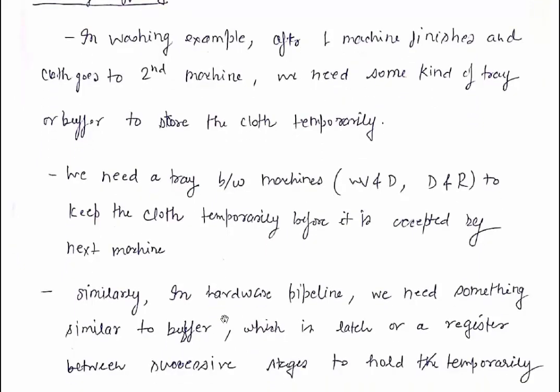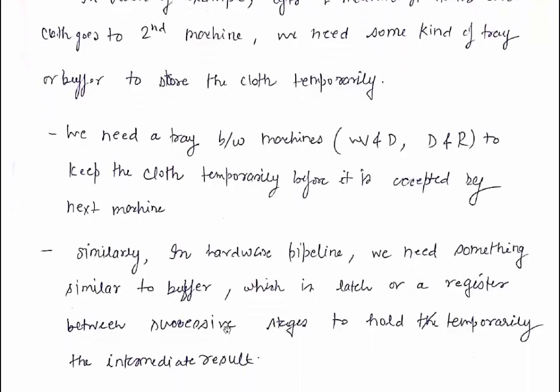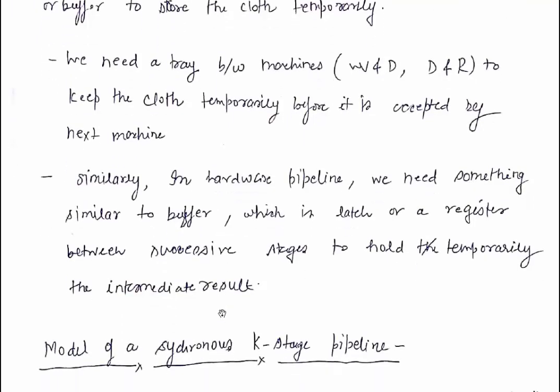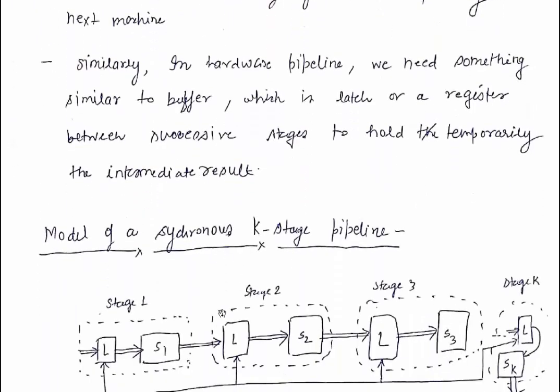Similarly, in a hardware pipeline we need something similar to a buffer, or something similar to a delay. And that delay would be provided by a latch or a register between successive stages, or adjacent, consecutive stages, to hold the result temporarily. So let's say this is a model of a synchronous k stage pipeline.